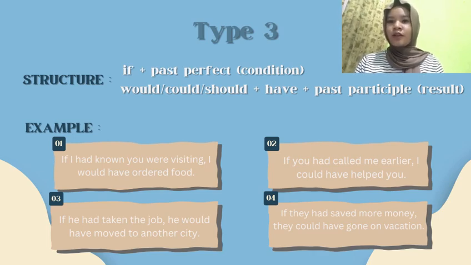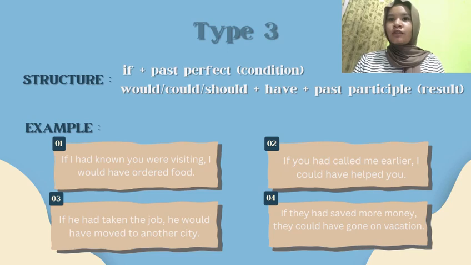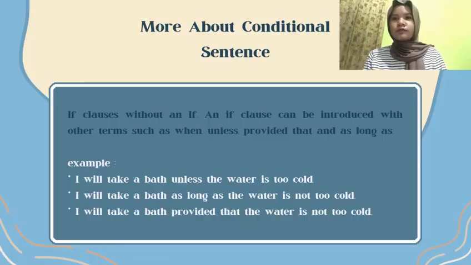For example, first, if I had known you were visiting, I would have ordered food. Second, if you had called me earlier, I could have helped you. Third, if he had taken the job, he would have moved to another city. Fourth, if they had saved more money, they could have gone on vacation.